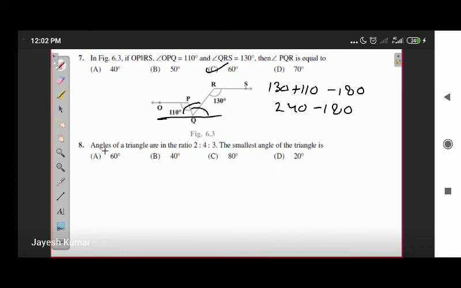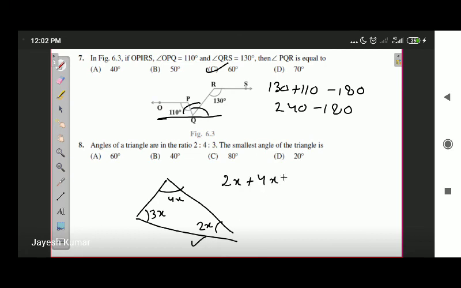Question number 8: the angles of a triangle are in the ratio 2, 3, 4. Again, you have a triangle in which the angles are 2x, 3x and 4x. You have to determine the value of the smallest angle, that means the value of 2x. First of all, you will write that 2x, 4x and 3x sum to 180 degrees. 2 plus 4 is 6, 6 plus 3 is 9, so 9x is equal to 180 degrees. That means the value of x will be 20. And you have to determine the value of 2x. 2 into 20 is 40. You have the answer as 40.